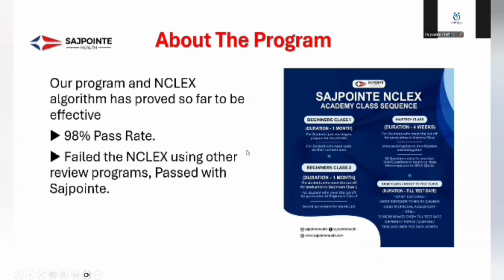Now about the program, we have four main classes: the beginners class one, beginners class two, mastery class, and the about to test class. The beginners classes are just for the content. It's the content review for Sajpointe, and we recommend 2 months for this class. In those 2 months you should have covered the 9 modules on the HESI. We utilize the HESI because it's straight to the point and concise.